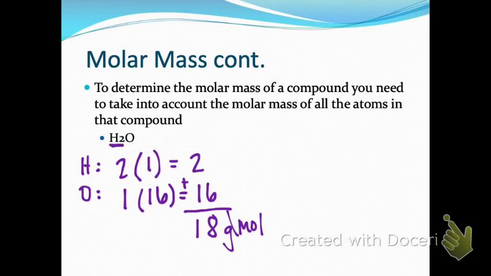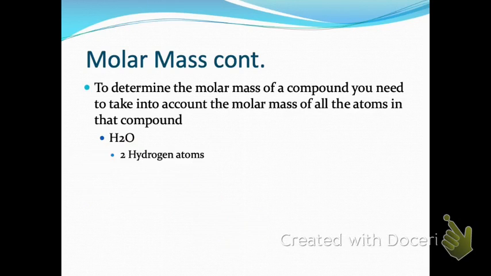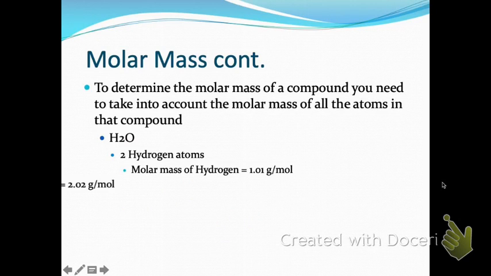Questions about how I came up with that? 2 hydrogen atoms, they each weigh 1. 1 oxygen atom weighs 16, so I got a total of 18 grams per mole.